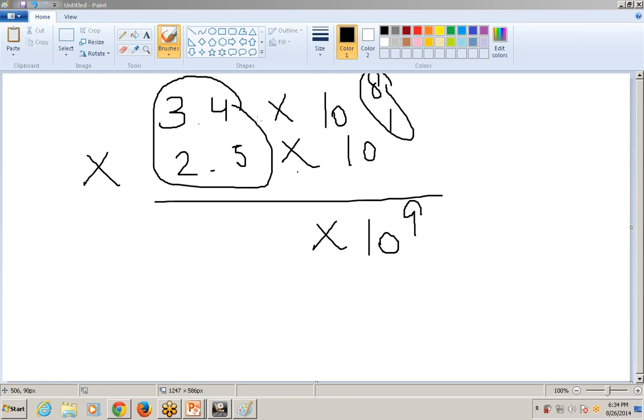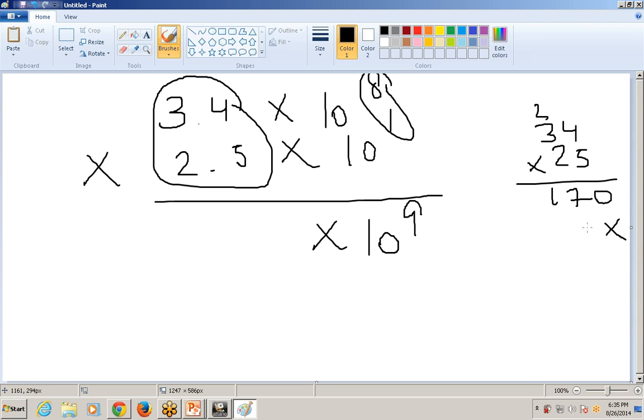This is 10 power 9, and multiply the mantissa part. So multiply these terms, 34 into 25. In the same way, this is 0 to 17. This is 8 and this is 6. So now sum up.